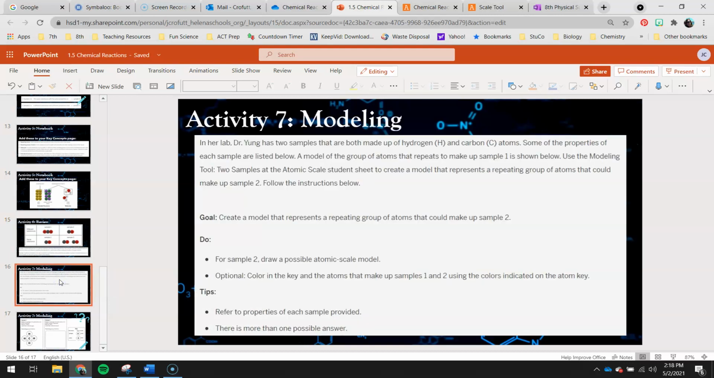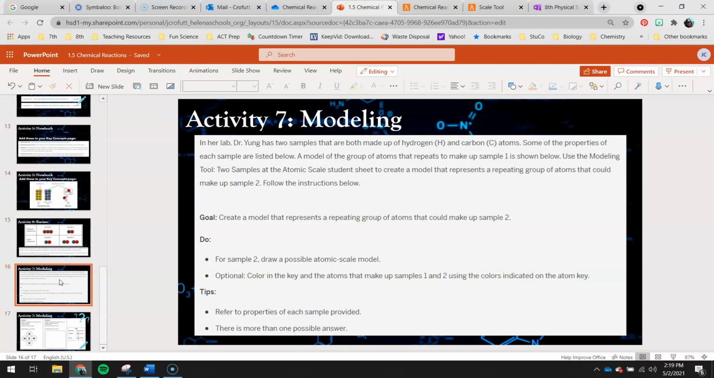All right, so activity 7 is our final activity for today, and it is modeling. So here's the premise of your modeling tool. In her lab, Dr. Young has 2 samples that are both made up of hydrogen and carbon. The last example that we just looked at with the pictures had carbon and oxygen. So this one is going to be hydrogen and carbon instead. Some of the properties of each sample are listed below. A model of the group of atoms that repeat to make up sample 1 is shown below.